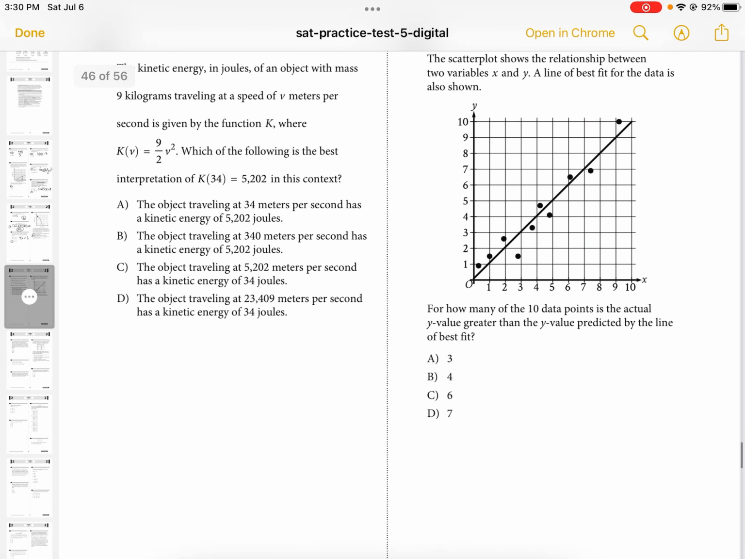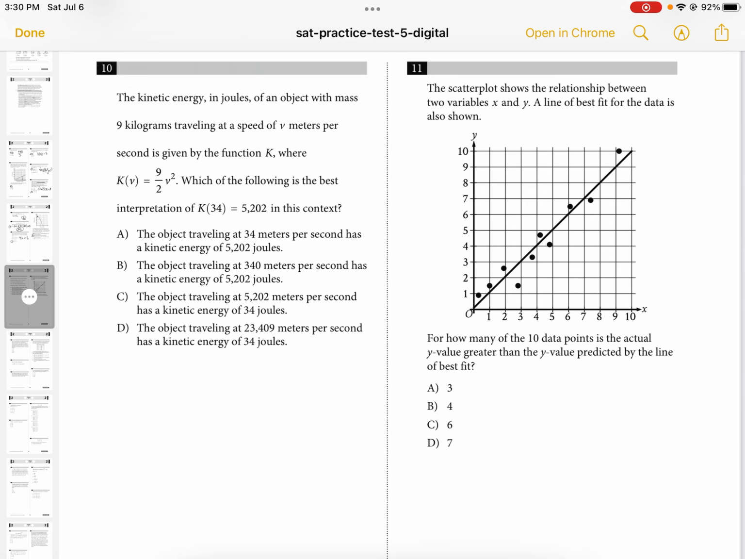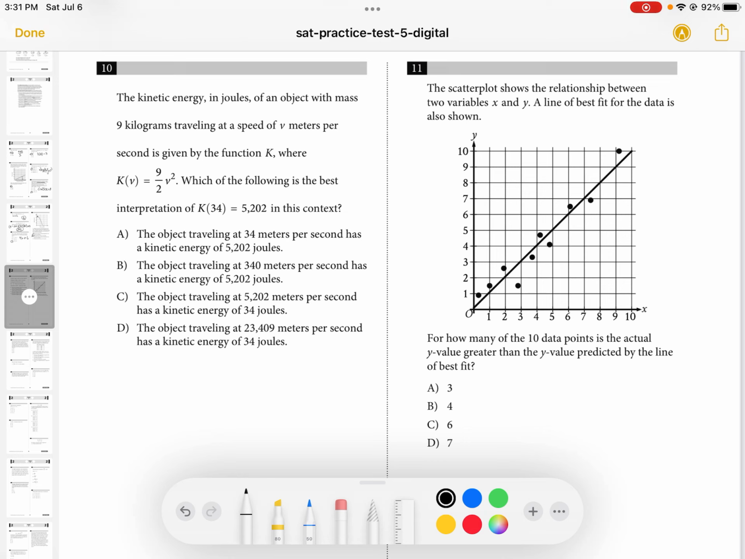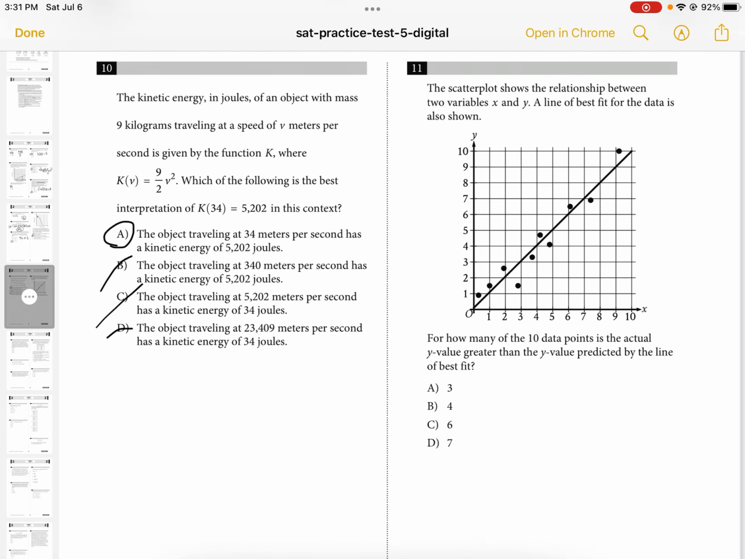Okay, next question. The kinetic energy in joules of an object with mass 9 kilograms traveling at a speed of v meters per second is given by the function k, where k of v is equal to 9/2 v squared. Which of the following is the best interpretation of k of 34 equals 5,202 in this context? Alright, so our object here is traveling at 34 meters per second because that's the input. So here we can immediately rule out B, C, and D. So our correct answer is A.